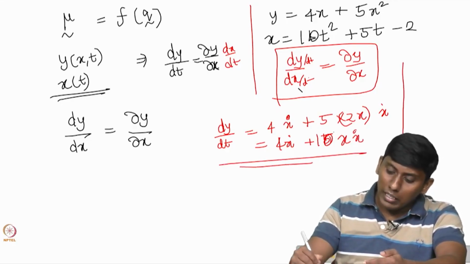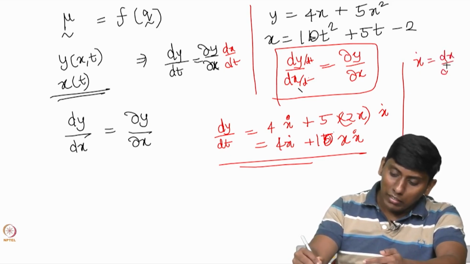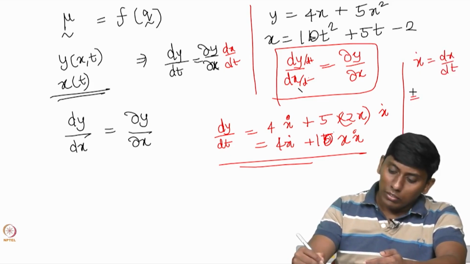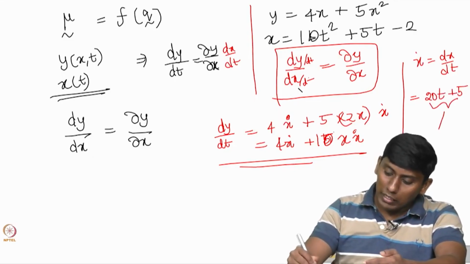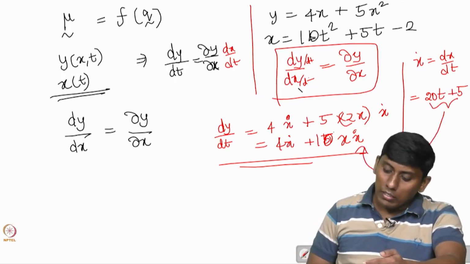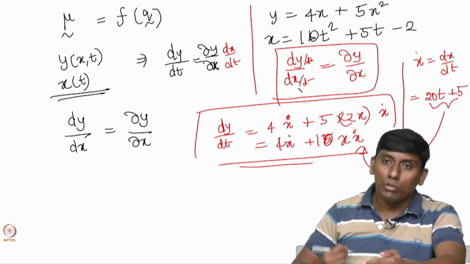So now you can see what x dot is. x dot is nothing but dx by dt, and that value here would be 20t plus 5. So now I substitute that here, and then I can get it. If it is a scalar, you can do it.